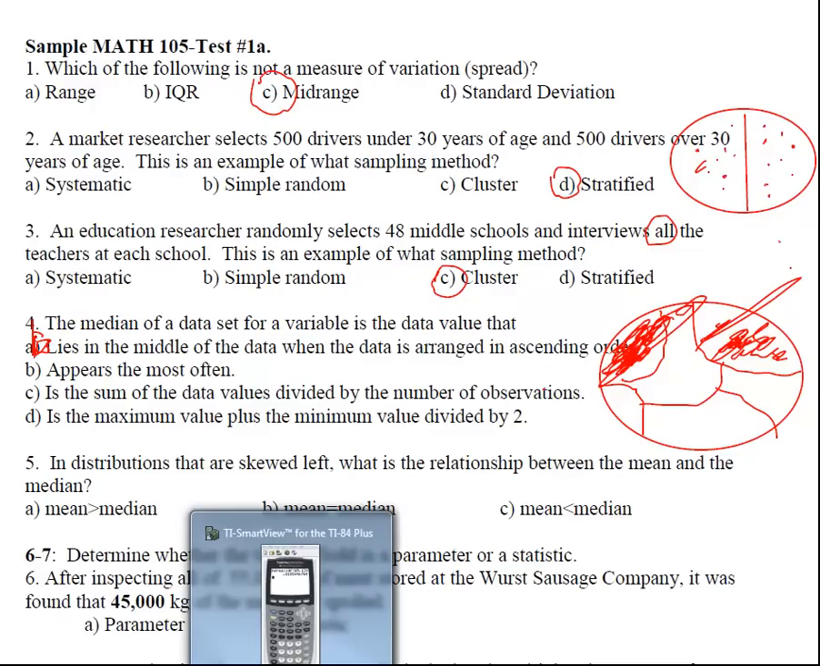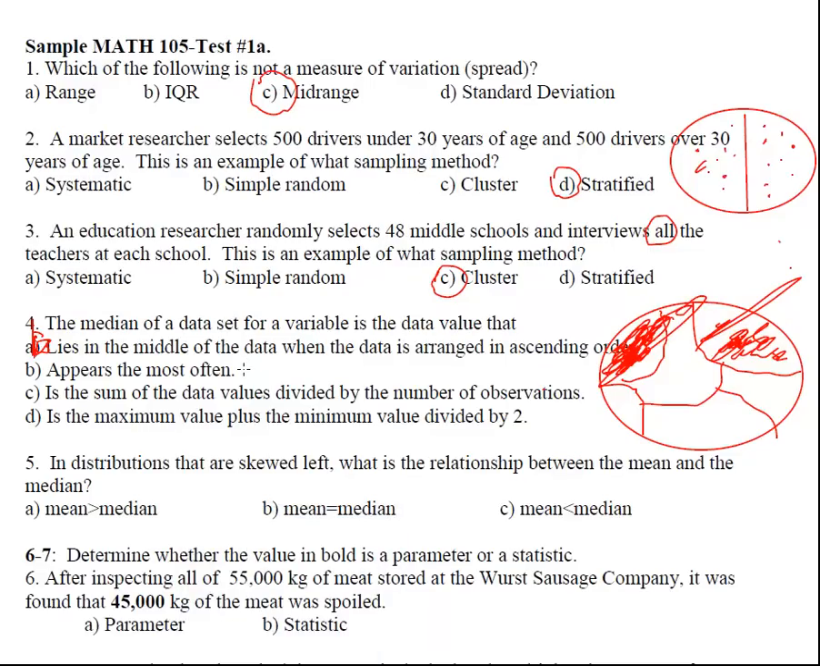The next one, appears most often, that is actually the mode, not the median. Is the sum of the observations divided by the number. That's the mean. So C is describing the mean. And then the max plus the min divided by 2 is the mid-range. Sorry for my handwriting. In real life, it's actually quite a bit neater. Okay, so that's number 4. The answer is A.